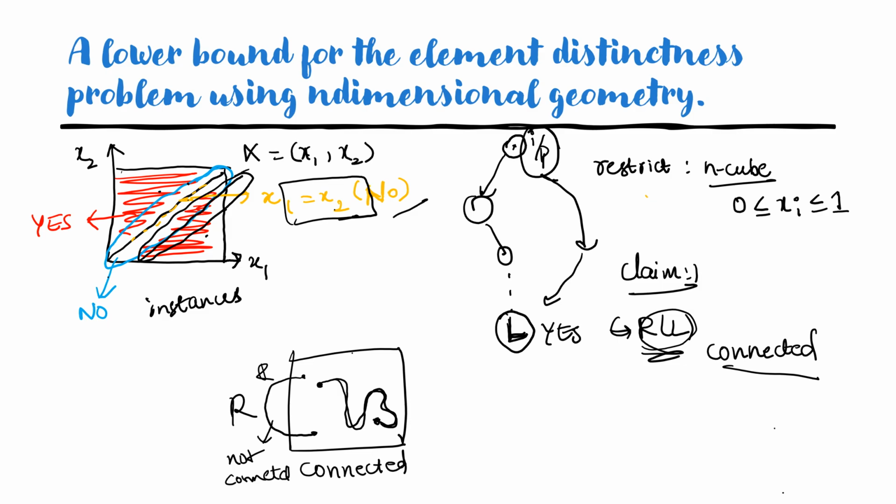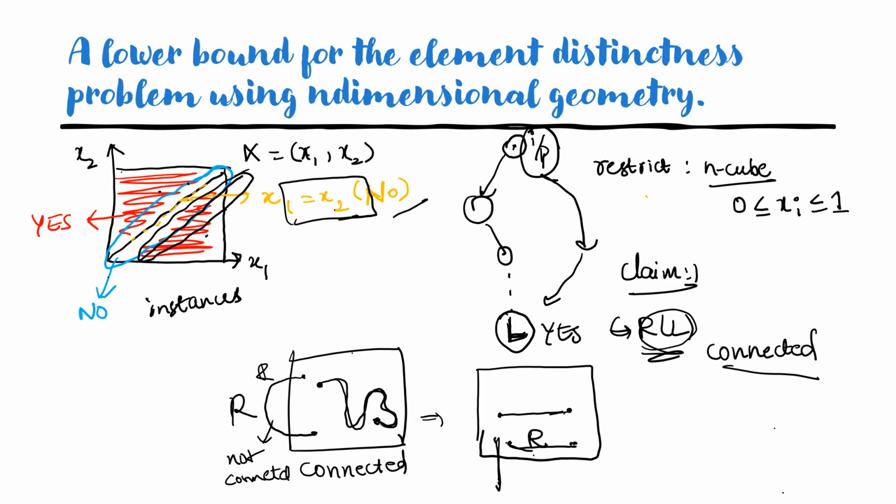Now I am reducing this again to convex. What is convex? It's the same idea, but the path will be a straight line. The straight line should stay within the region R. This is convex and also connected. These are not convex, these are not connected.